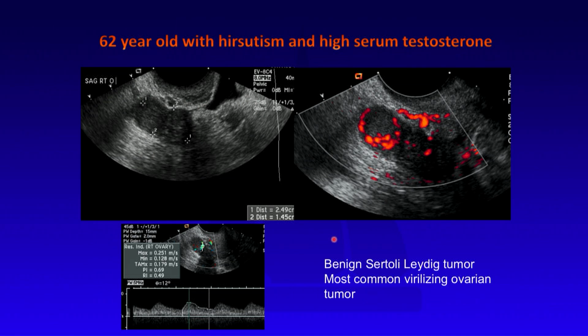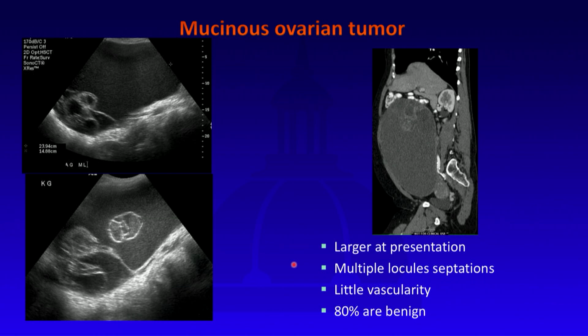So this was a 62-year-old woman with hirsutism, high testosterone level. So she has a solid mass, which is hypervascular with a lot of tumor type flow here with increased diastolic flow. We still suggested the diagnosis of Sertoli-Leydig tumor because it was a virilizing ovarian tumor, but of course she had to be taken out. So she didn't have an MR because they were going to take it out anyway.